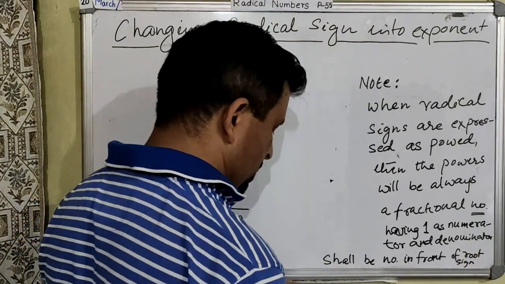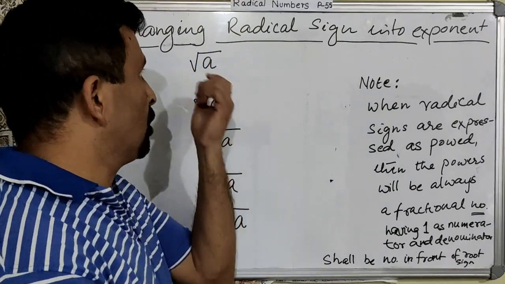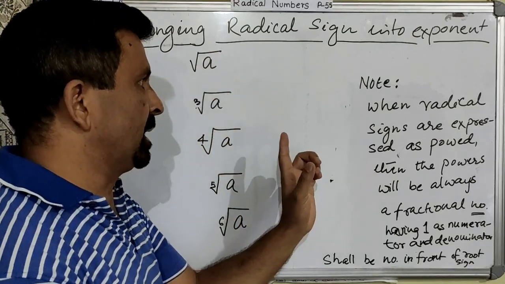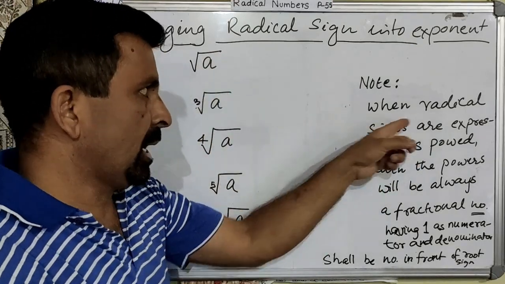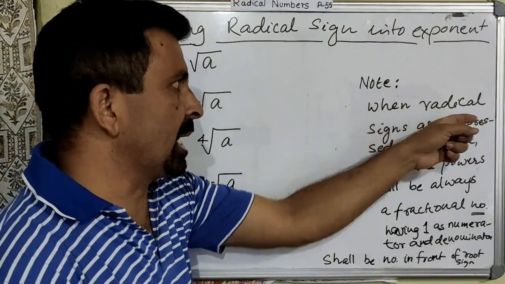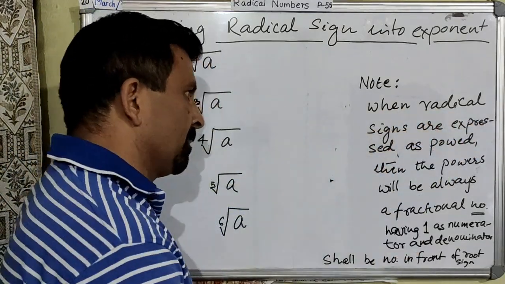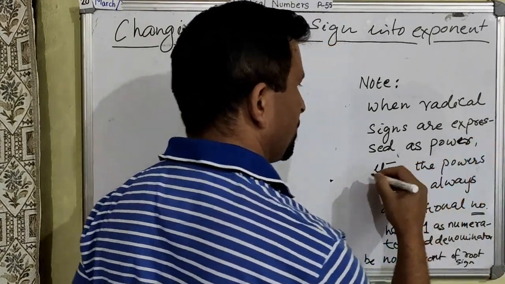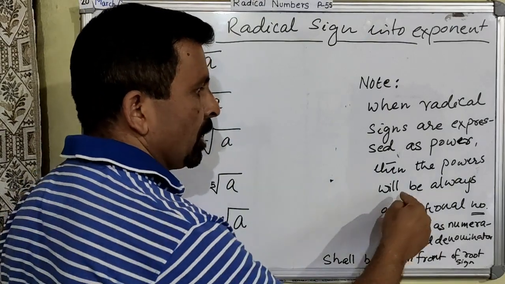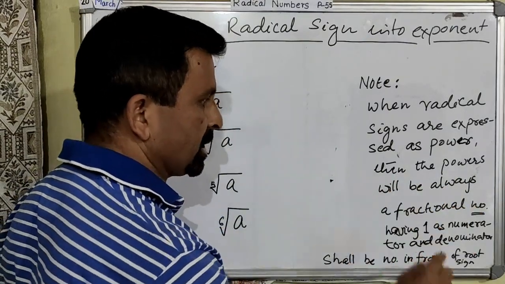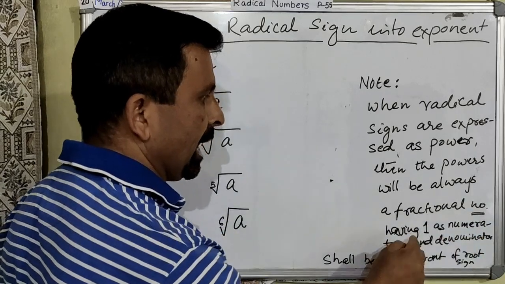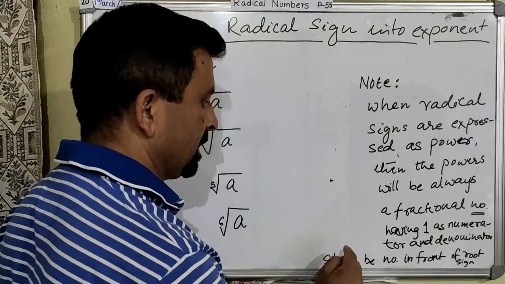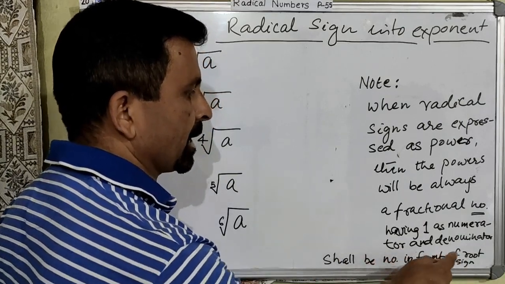Okay, now it will make your work very easy. This is the step that we have to follow for changing these radical signs into exponents. First of all, before I actually do it, I will read the instruction. When radical signs are expressed as power, then the powers will be always a fractional number in which 1 is the numerator and the denominator shall be the number in front of the root sign.